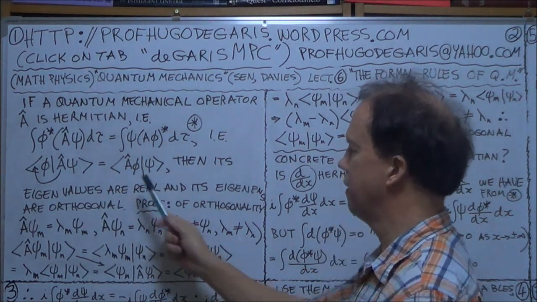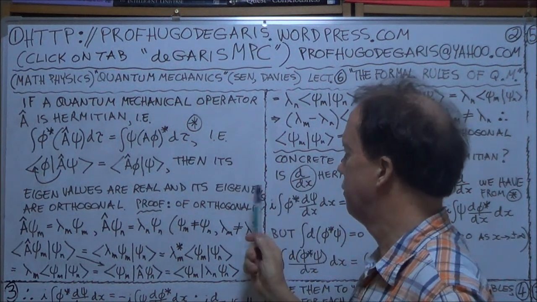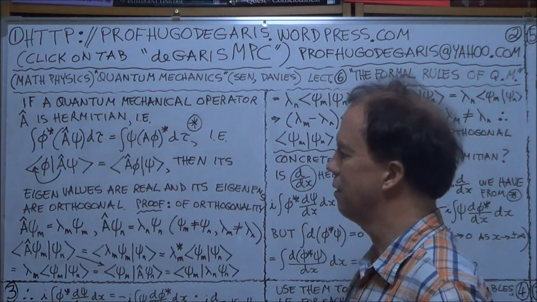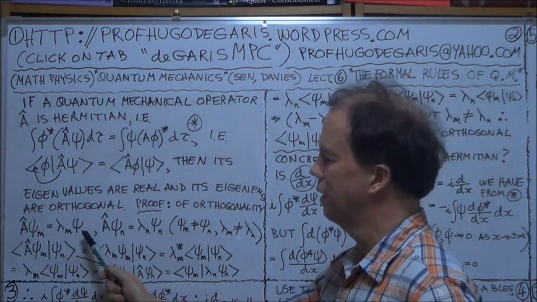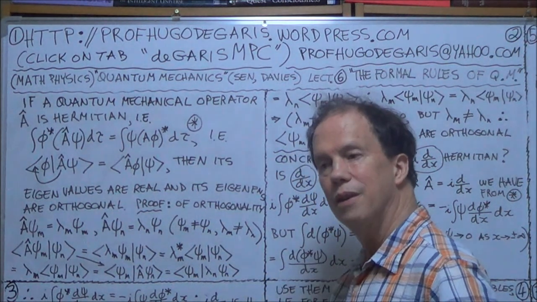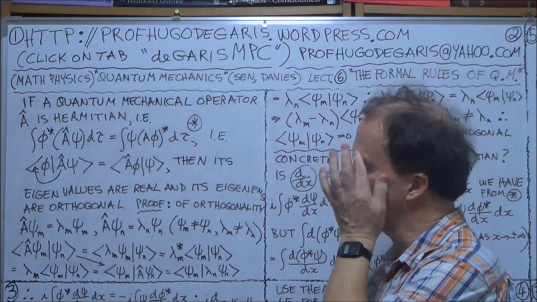Okay. If this operator is Hermitian, we're now about to prove that its eigenfunctions are orthogonal. In other words, if you have two different eigenfunctions, the bracket, the overlap integral, will be 0. So that's what we're about to prove now.